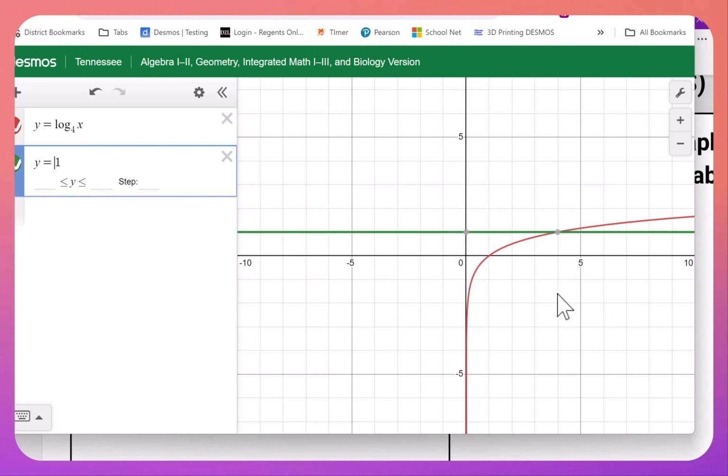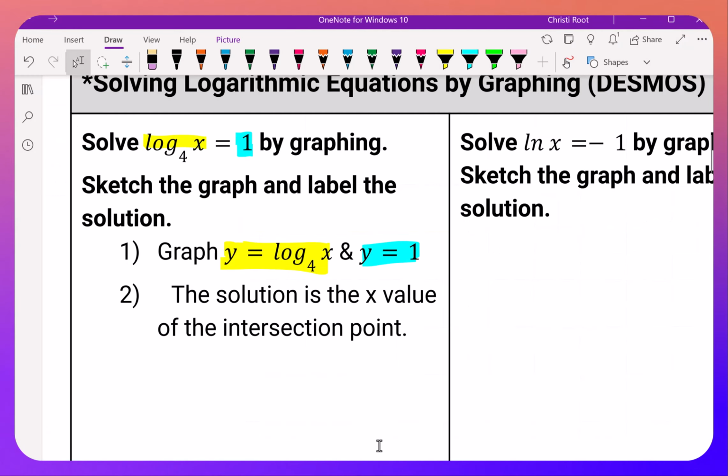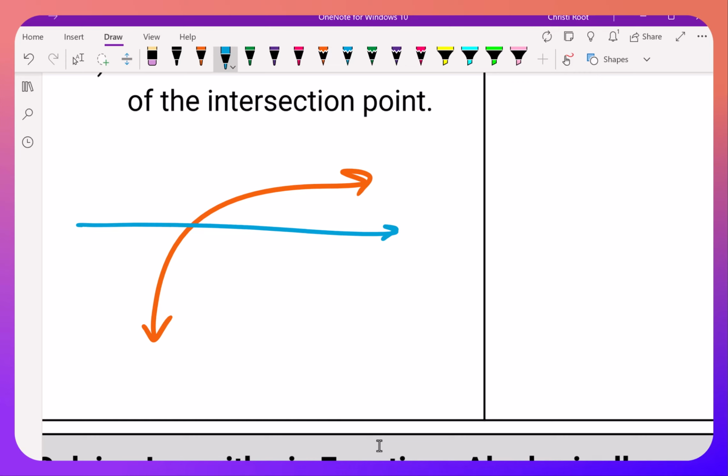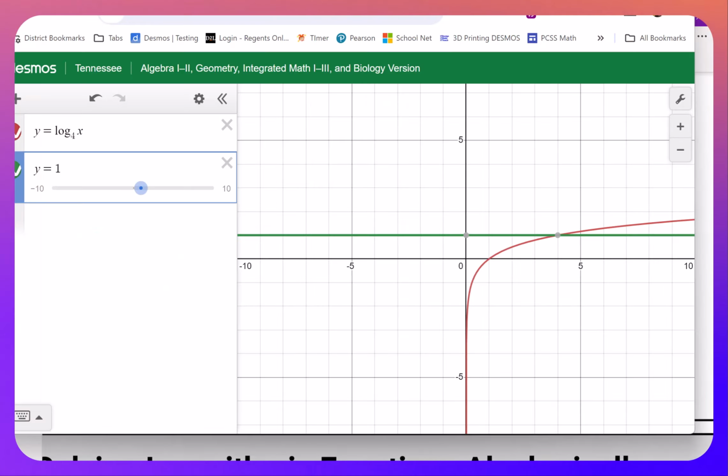So what we're going to do is we're going to go back to the notes. We're going to sketch this, but I'm also going to include the intersection point of the two graphs. Okay, so the logarithm looks like this, and the constant looks like this. And then let me just flip back here real quick. The intersection point was 4, 1.